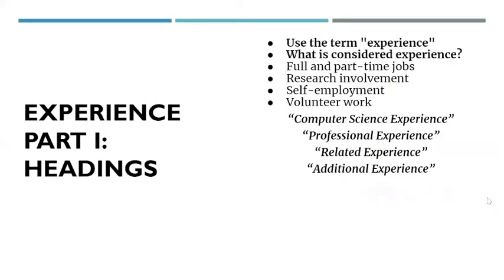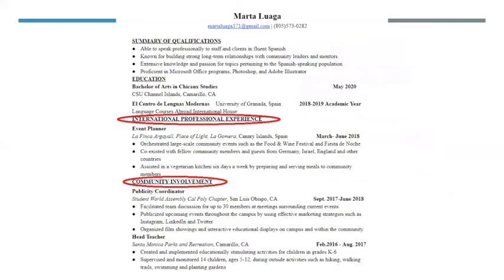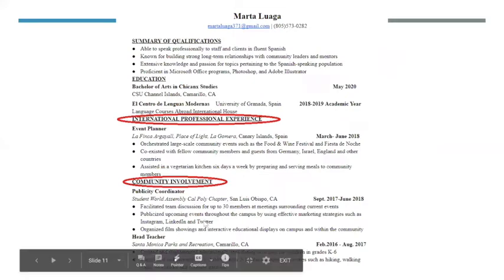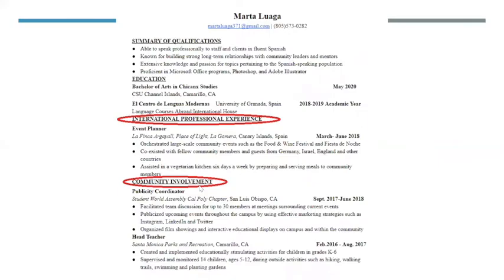Moving on to experience and the headings. So some people may think that experience is only gained from full or part-time jobs, but this is a myth. Research involvement, self-employment, any volunteer work that you do can be used as experience. As you can see in this example, this person, when they studied abroad, they labeled it international professional experience. And right over here, they have community involvement where they had on-campus involvement, gaining leadership skills.